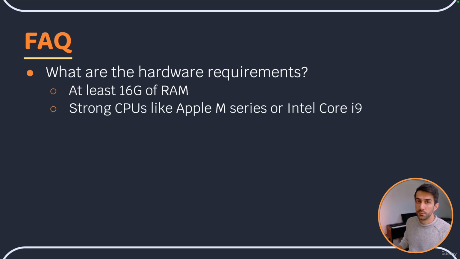And for CPU, of course, the stronger, the better. This is something during the compilation time you will notice. So especially as your app gets bigger and bigger, you have more code base and more resources. If your CPU is lower than, let's say, Intel Core i9 or Apple M series, you will experience longer compilation times. But CPUs less strong than these will do okay at the beginning. Just in the long term, it's better to have a stronger CPU.